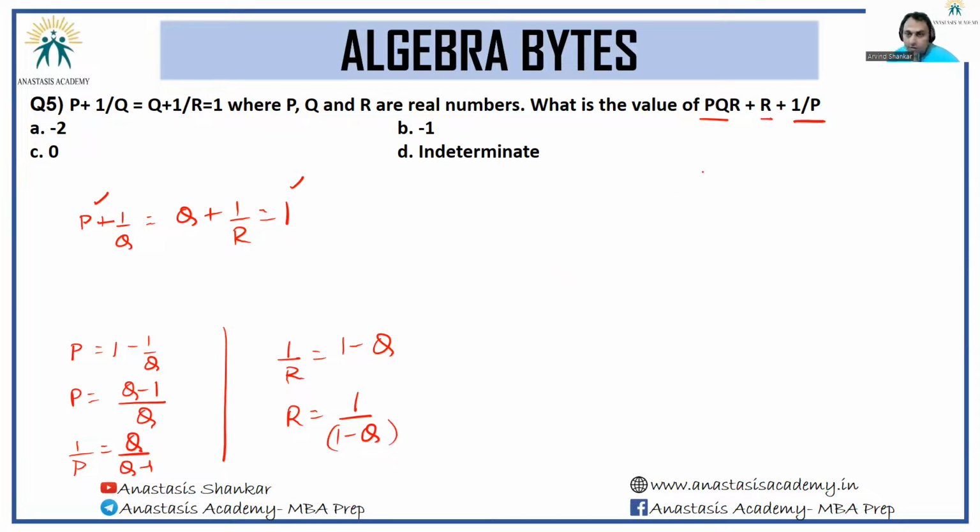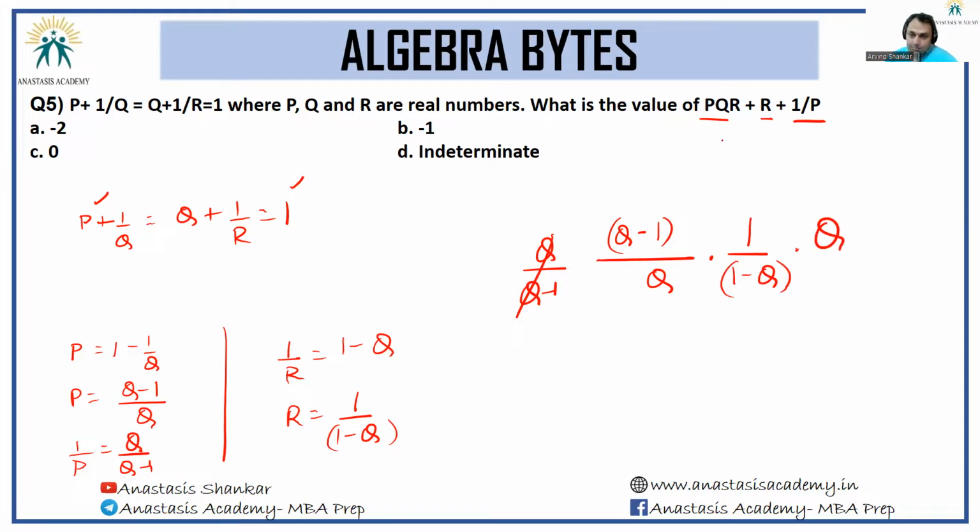Okay. And now we finally need these three terms interacting with each other. p is q by q minus 1. This is not p, sorry. p is q minus 1 by q. r is 1 by 1 minus q. And q is q. So can you see, this is for pqr. r is 1 by 1 minus q. And 1 by p is q by q minus 1.